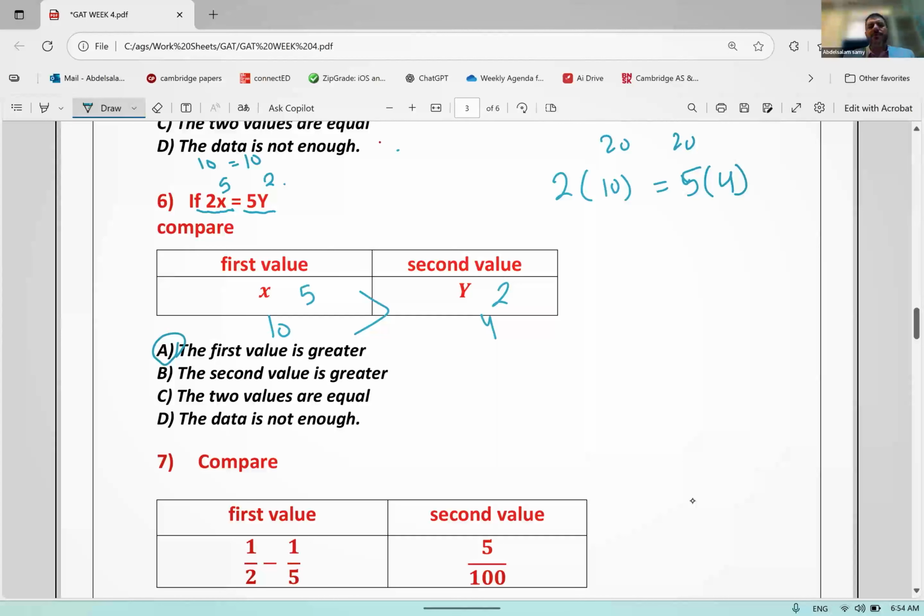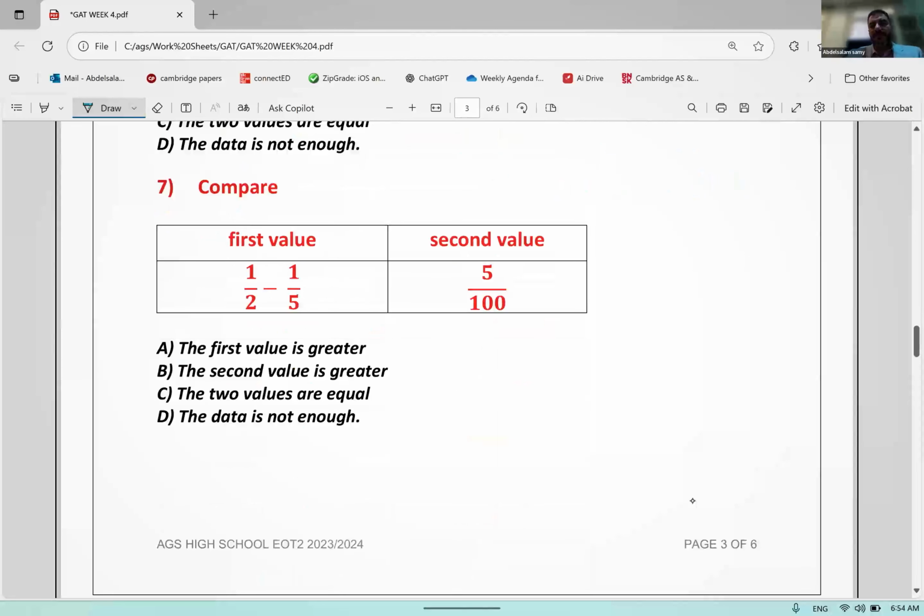Some students will tell me, Mister, I don't need to plug in. I know that if I multiply a number by 2 and the other number by 5 and the two sides are equal, it means x is greater, because I need to multiply it only by 2 to reach my target. But for y, I have to multiply it by 5 to reach the same target. Do you see?